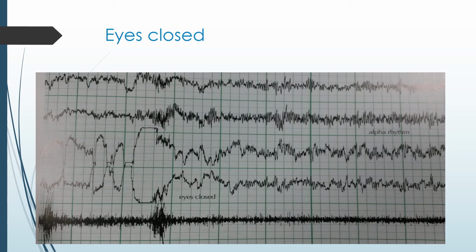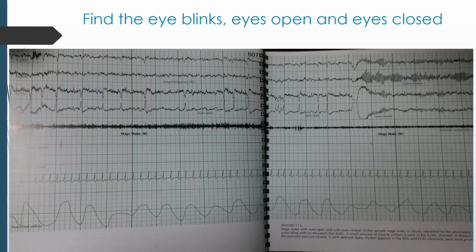We can see alpha rhythm the best in the occipital lobes, but when the patient's eyes are closed, notice we can see that alpha rhythm a little bit in the eyes as well. So that means the patient's awake. If you see alpha rhythm, the patient is awake. Okay, let's go on to another example here.